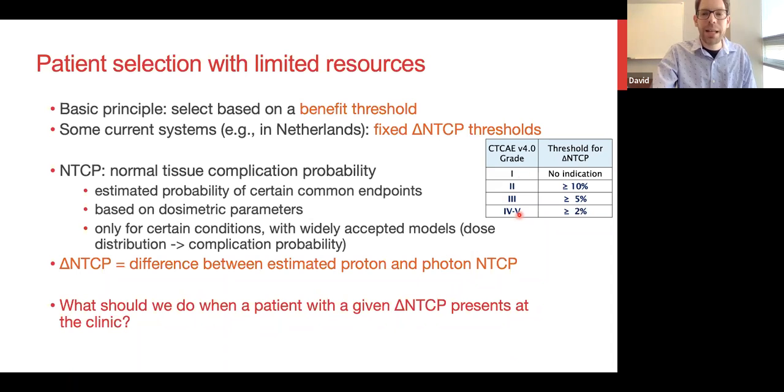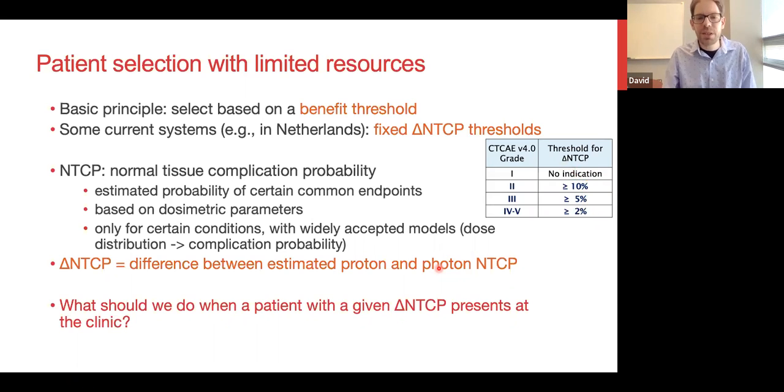And so depending on how bad the adverse effect is, they want to see a large enough difference between the probability of that adverse effect. If it's a very mild inconvenience, then protons will not be used just to prevent those. But the difference can be as small as just a 2% in the probability of 5% for some severe side effects, where already the patient will be eligible for protons. But again, the important thing is these are fixed. All right, and this delta NTCP, again, is just the difference between the estimated proton and photon complication probabilities.